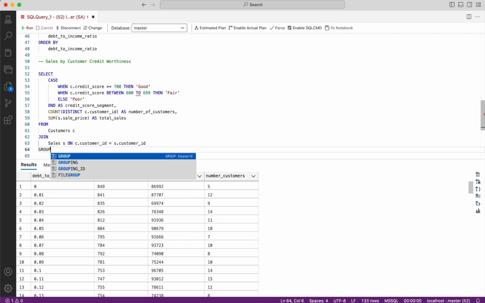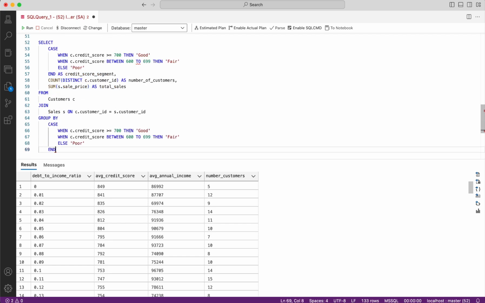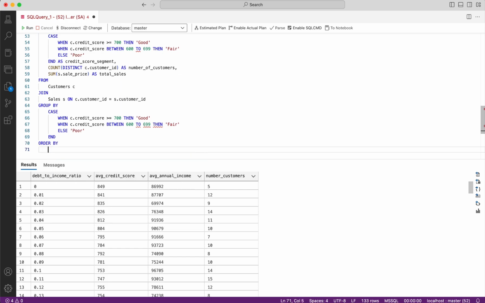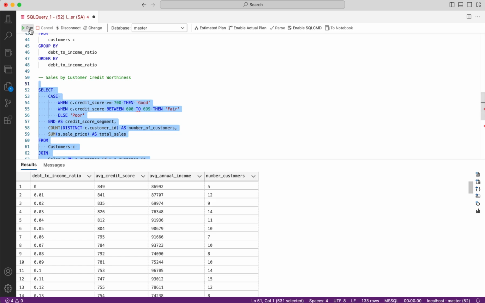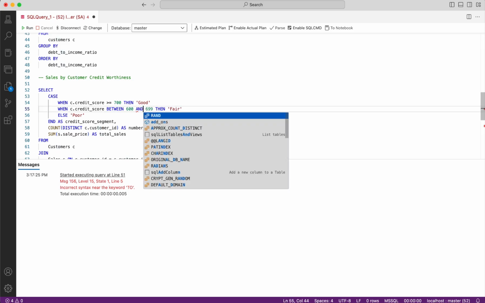And we also need to make sure that we group by, let's copy and paste this. And we need to order by total sales in descending order. So let's run this and make sure we did everything correctly. Okay, what did we do? Between, this needs to be and.